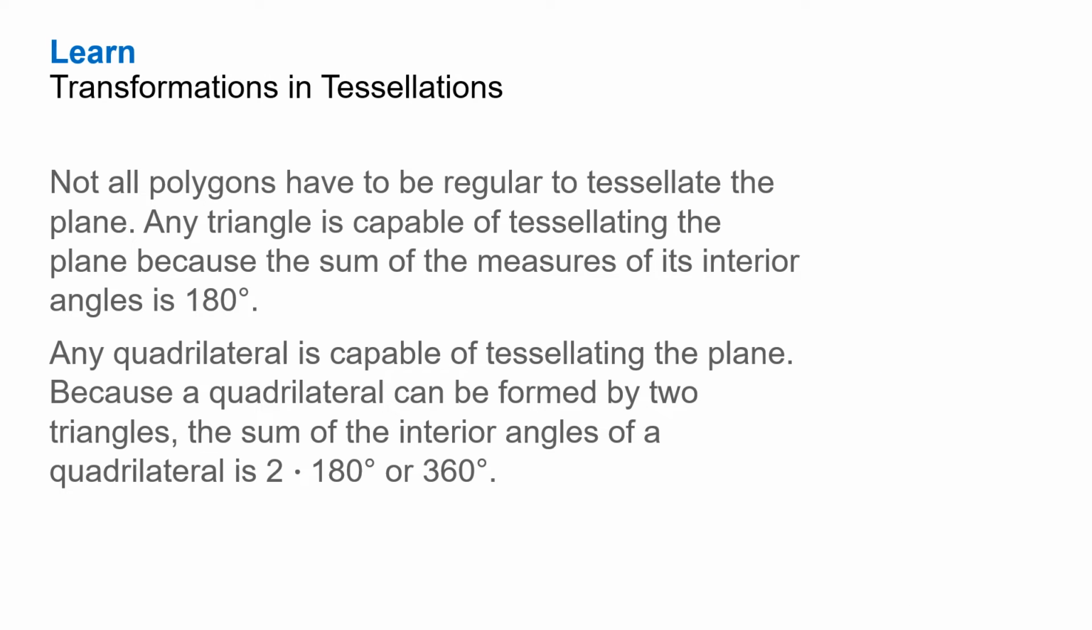Not all polygons have to be regular to tessellate the plane. Any triangle is capable of tessellating the plane because the sum of the measure of its interior angles is 180 degrees. Any quadrilateral is capable of tessellating the plane because a quadrilateral can be formed by two triangles. The sum of the interior angles of a quadrilateral is 2 times 180, or 360 degrees.